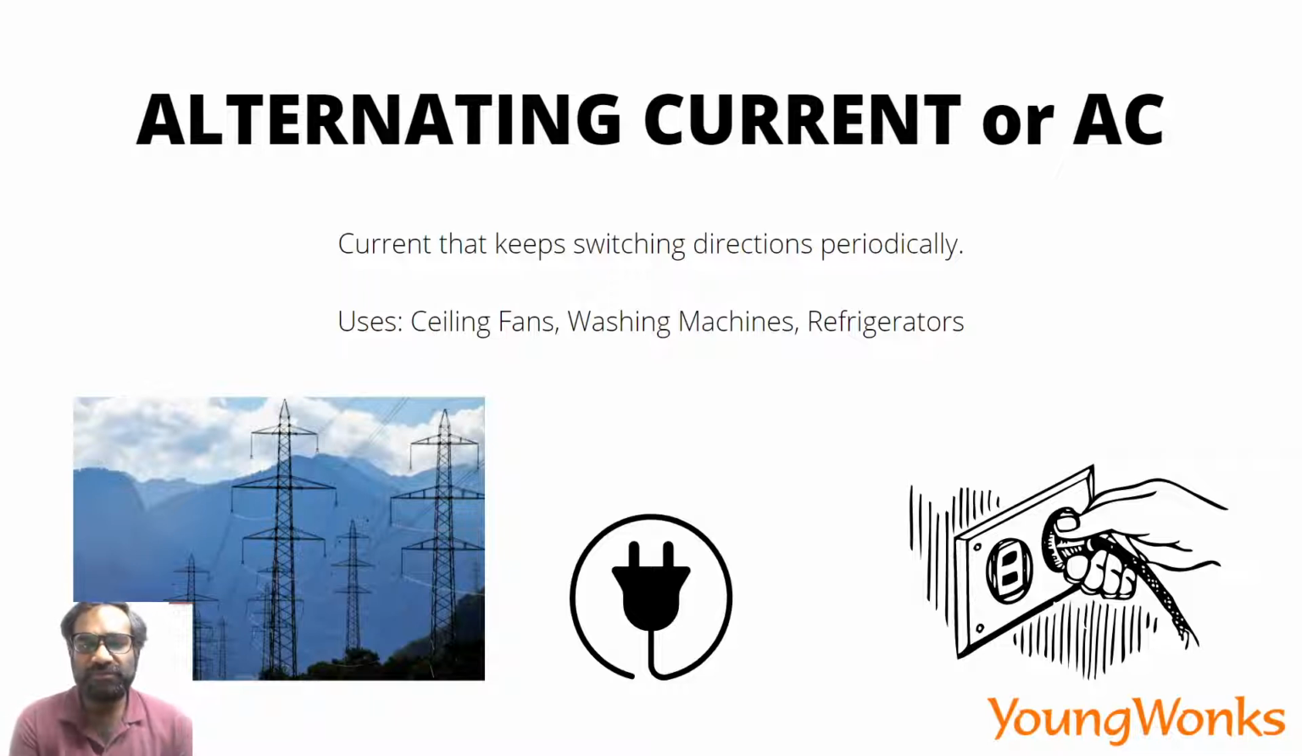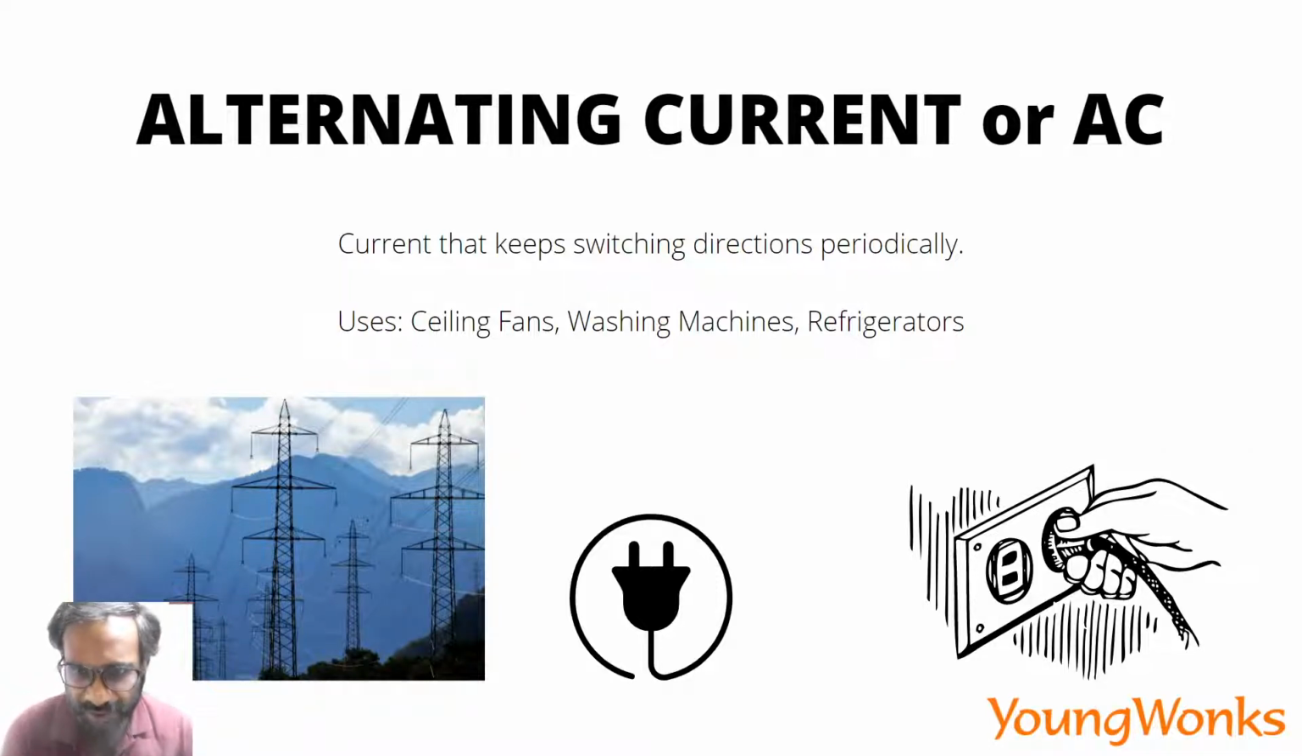These are actually the most prevalent form of current that you see around you. Alternating current is used to power the heavy electronics that you see around you. Could be a ceiling fan, a refrigerator, or even a washing machine, and many other such things. Most of the things that you plug into a wall socket, the current that is available to you in the wall socket is alternating current.